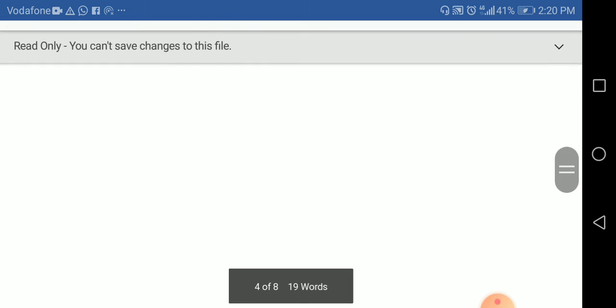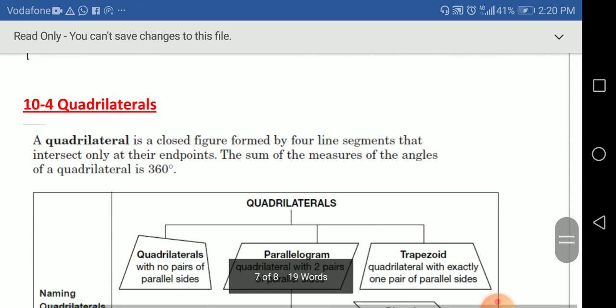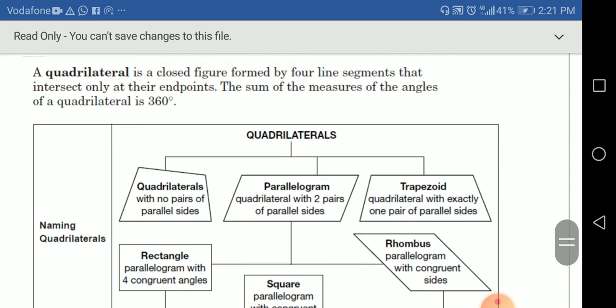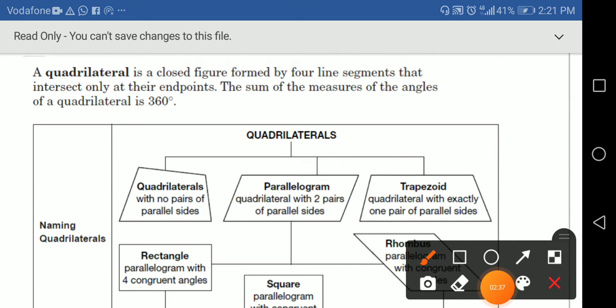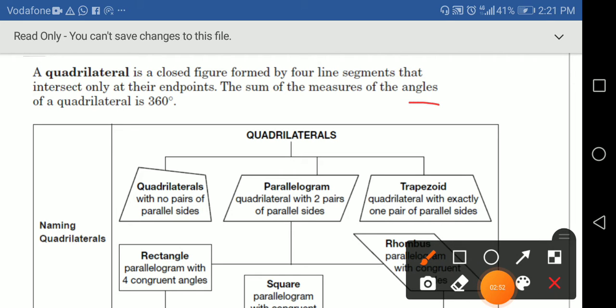So let's have another topic. We're going to talk about quadrilaterals. Remember, a quadrilateral is a closed figure that consists of four segments that intersect at exactly the endpoints. So like this. Okay, guys, this is very important information: the sum of the measures of the angles of a quadrilateral is 360.